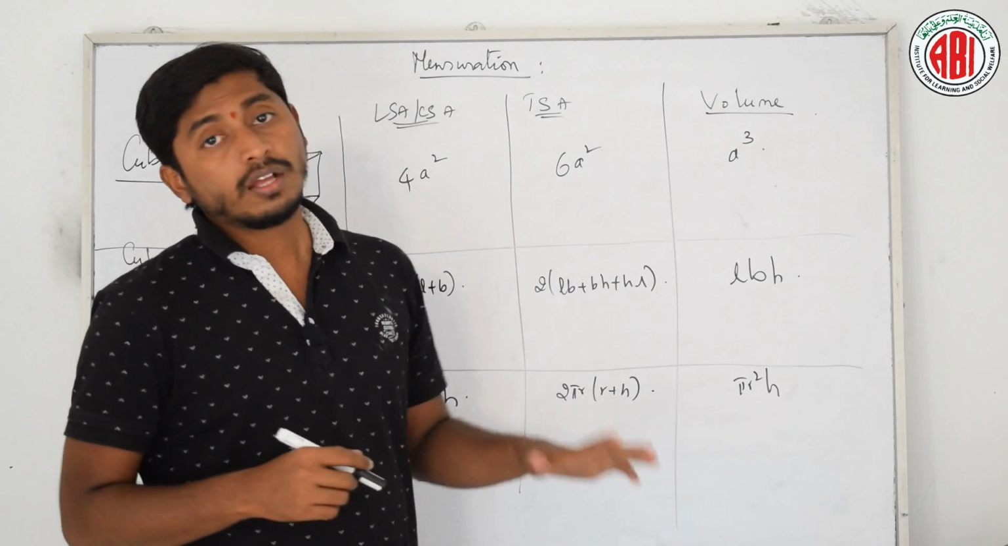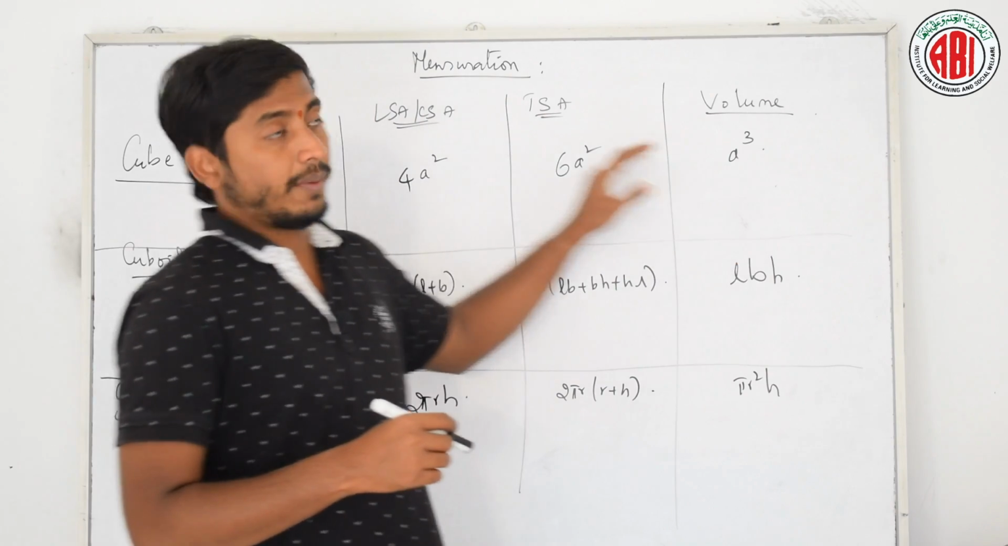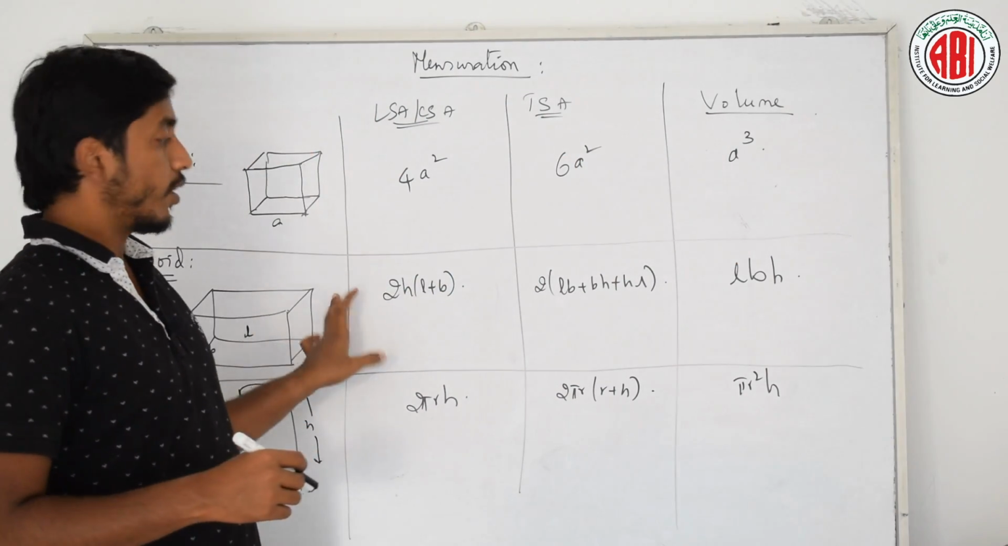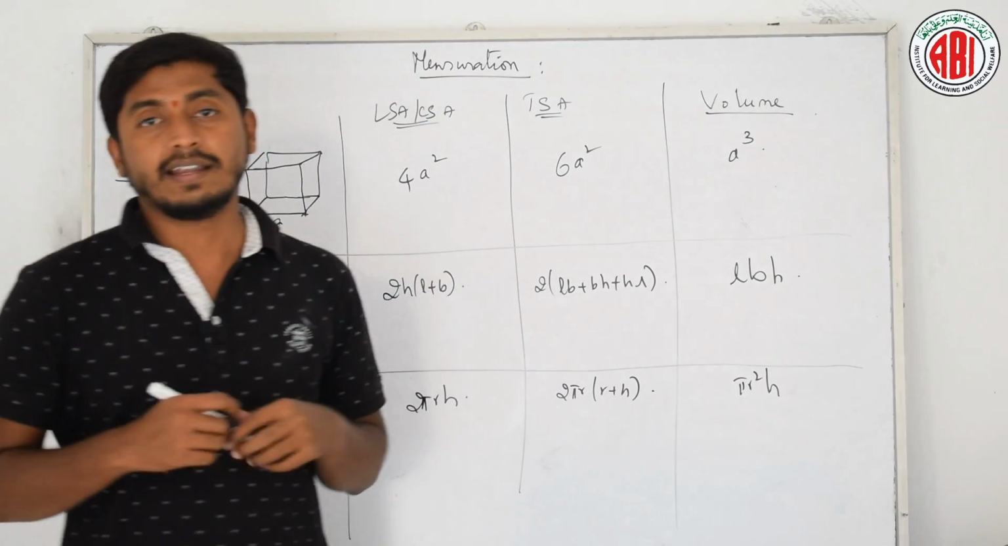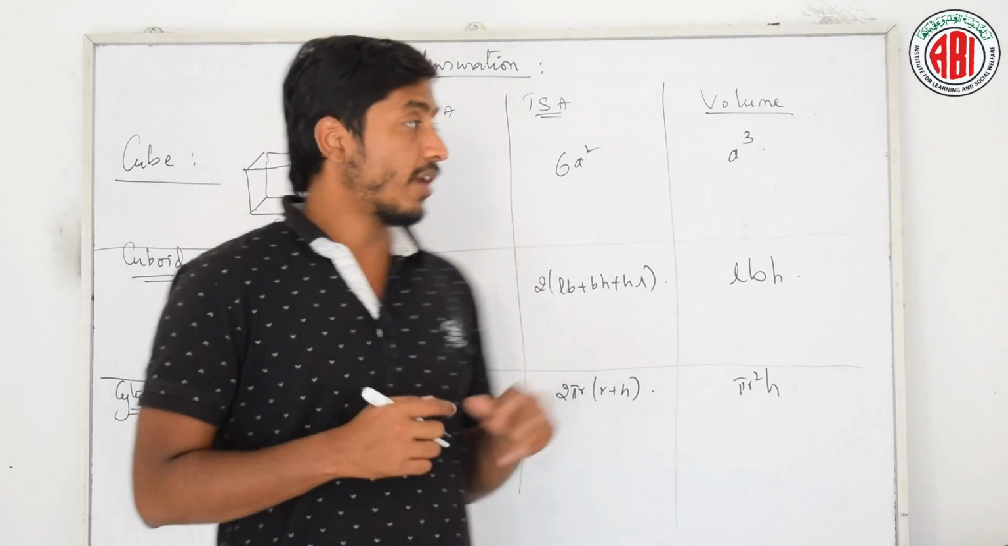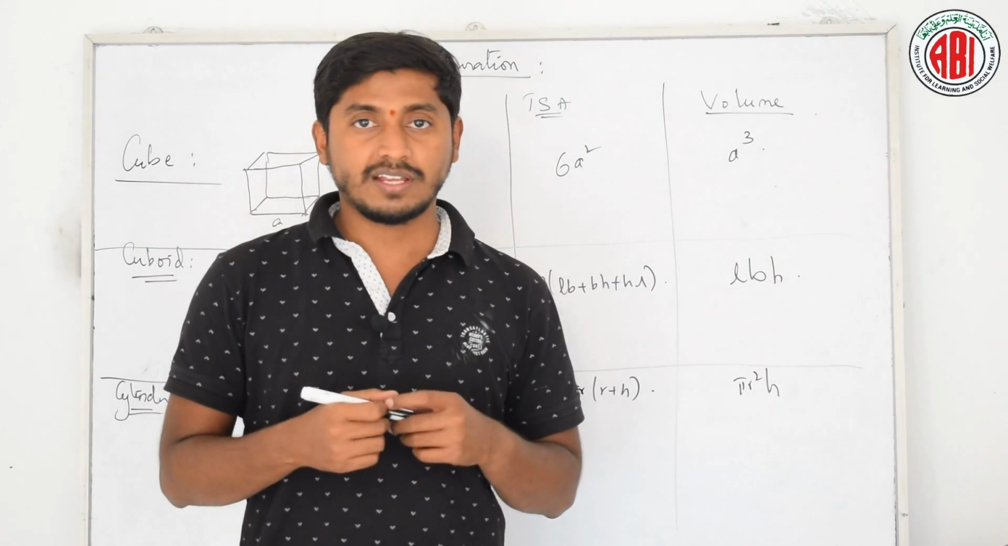Is it clear? What all we learned? LSA, TSA, volume of a cube and cuboid. Then CSA, TSA and volume of a cylinder. Is it clear? You have to learn these 3 things first. Shall we move on to the next figures?